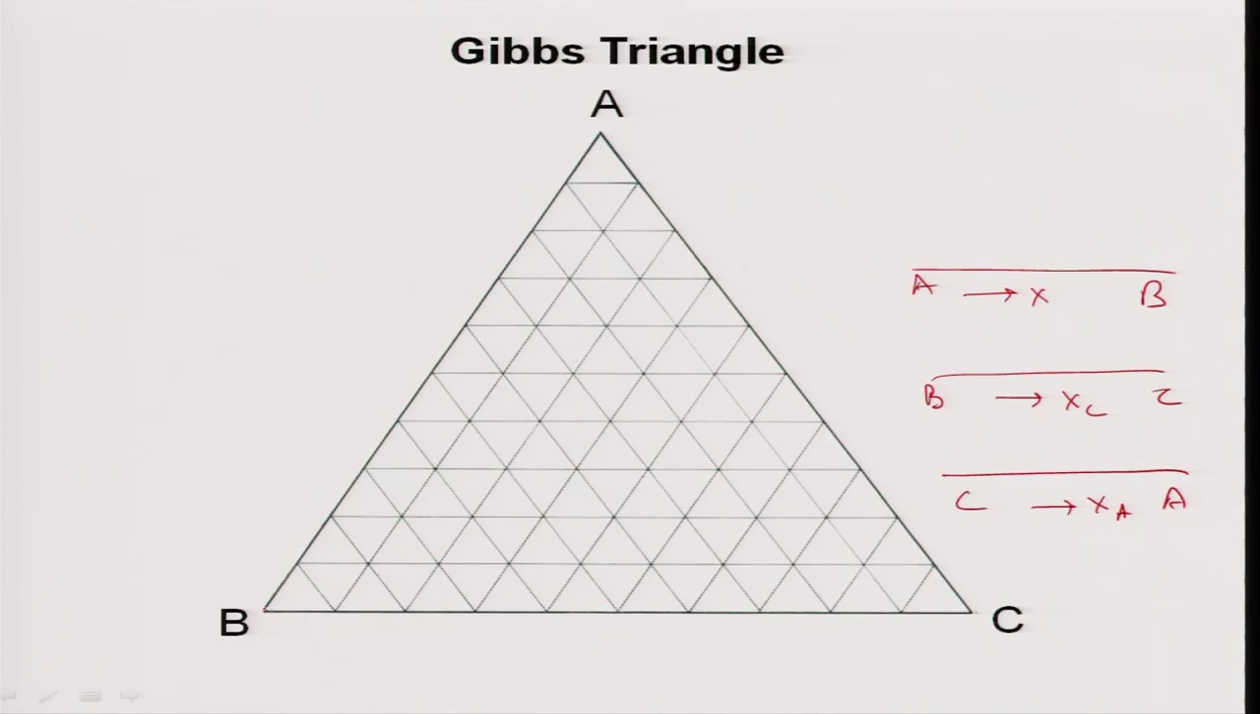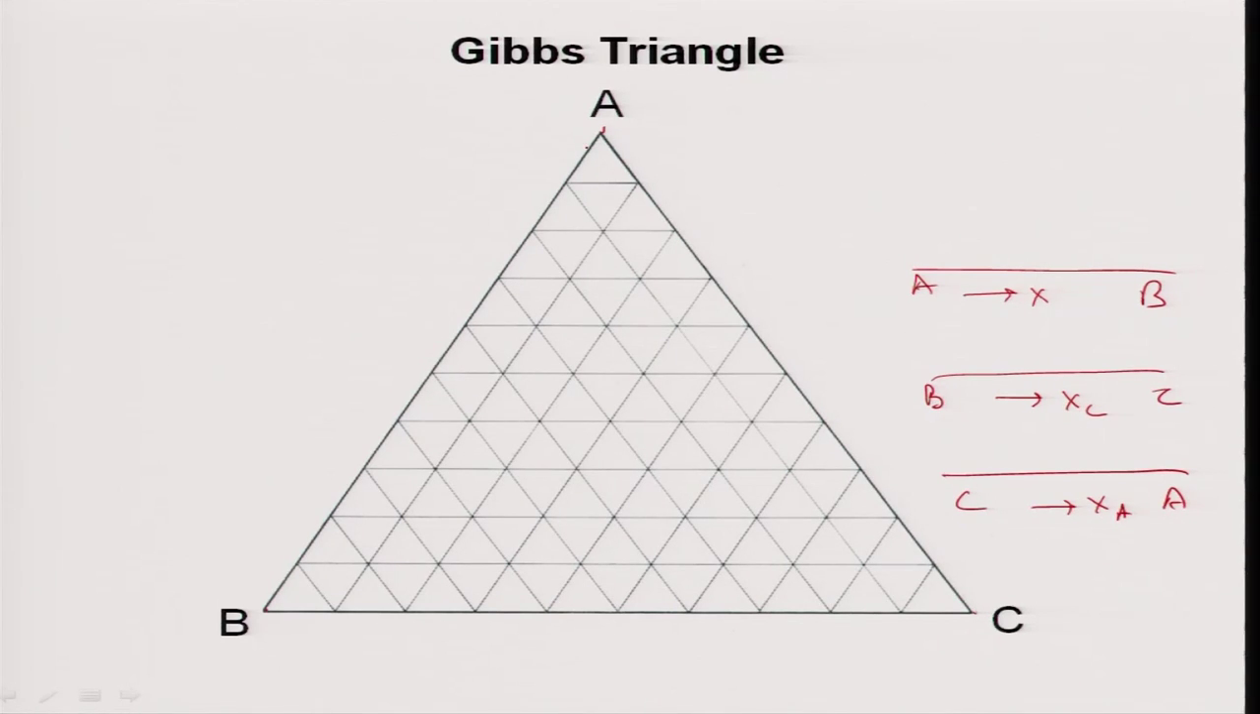So, the three corners are pure B end, pure C end, pure A end. Now, on this line from B to A, we always represent binary compositions of A and B. Try to understand very clearly. On this line from B to A, we represent compositions of binaries, correct. Similarly, from B to C, we represent compositions of binary B and C, C to A, binary C and A. That is the way things are done. So, each corner tells you 100% B, 100% C, 100% A.